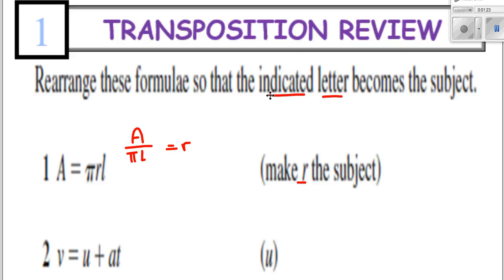Right, and so then that one has been solved. I'll just rewrite it so that it's more in the middle. So A over pi L equals R.